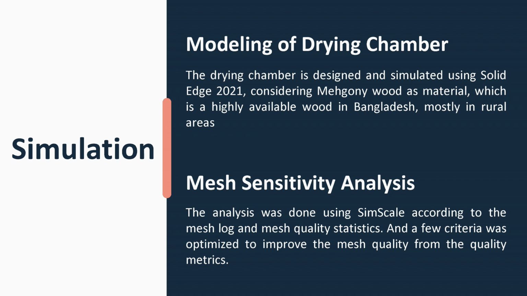Then we worked on mesh sensitivity analysis to find out the optimum mesh for the drying chamber simulation. SolidWorks was used for flow simulation of the drying chamber. So a comparative study on mesh fineness value was done with the range of 3 to 8, where we found that 7 was the best mesh fineness value. For further experiments, we conducted the simulation using 7 as the mesh fineness value.